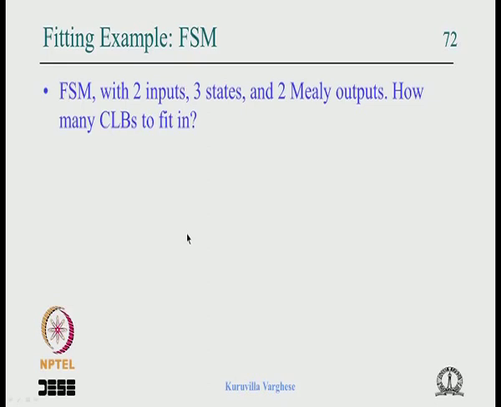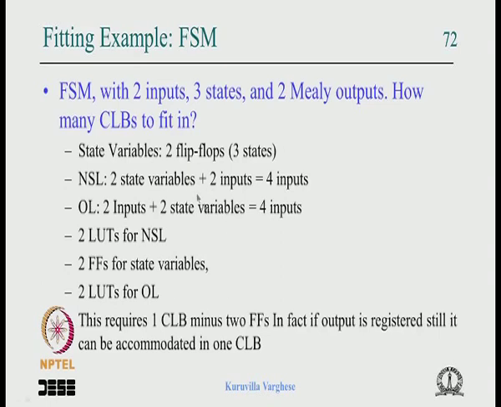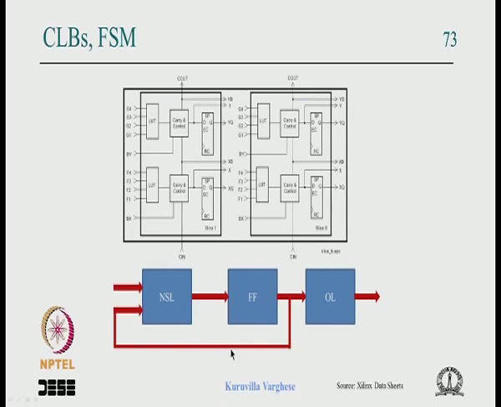Then we have looked at an FSM example with 2 inputs, 3 states, and 2 Mealy outputs. We have worked out how many CLBs it requires to implement this, and we came out with basically 1 CLB minus 2 flip flops. You can refer to the last lecture's discussion to get into the detail, so that is how it implements.